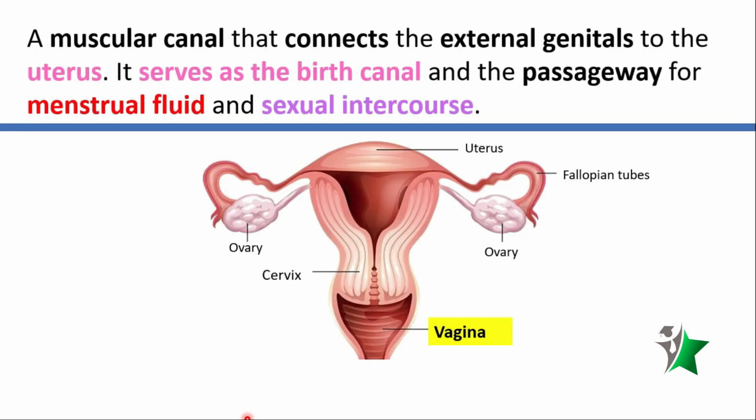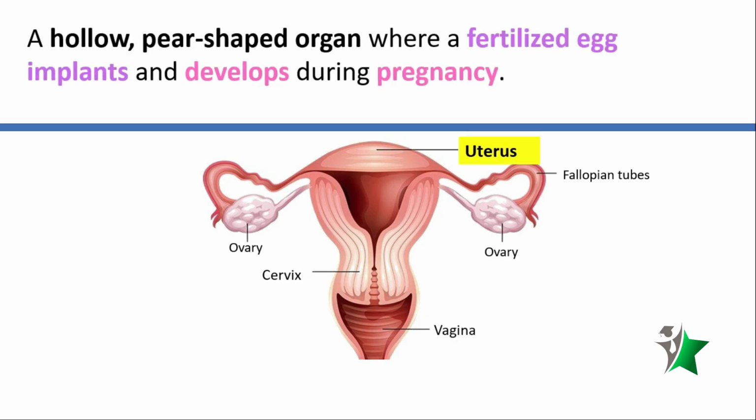The vagina is a muscular canal that connects the external genitals to the uterus. It serves as a birth canal and the passageway for menstrual fluid and sexual intercourse. The uterus is a hollow pear-shaped organ where the fertilized egg implants and develops during pregnancy.